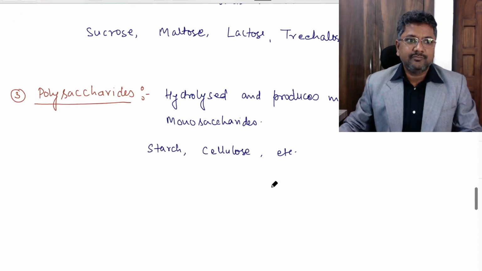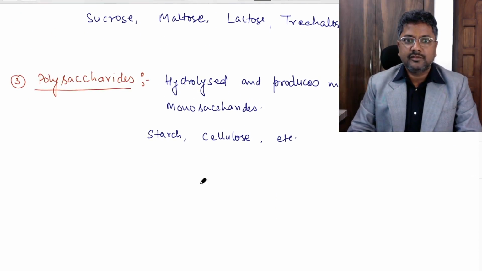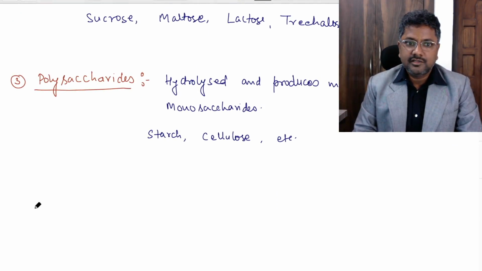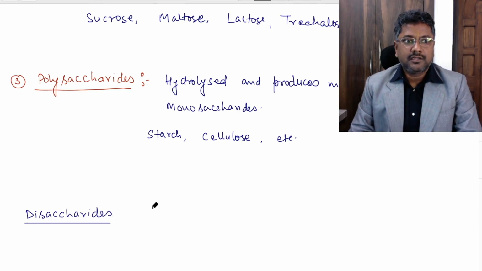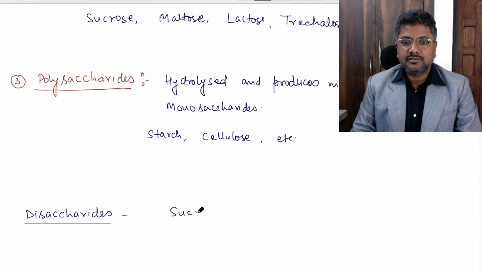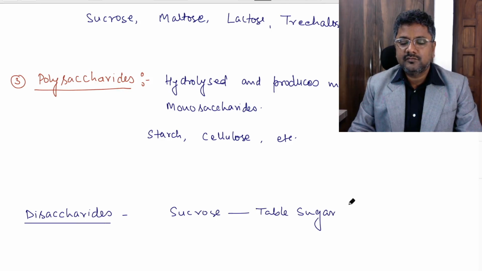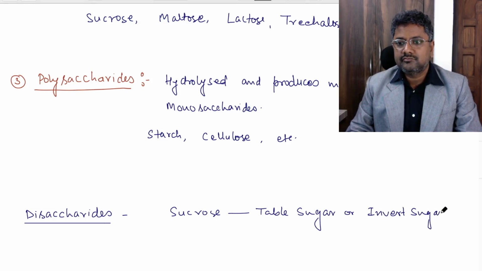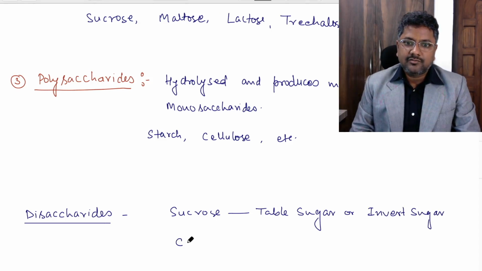Now let's see the examples. Sucrose is an example of disaccharide, and this is in your syllabus. Sucrose is also called table sugar, also called invert sugar.